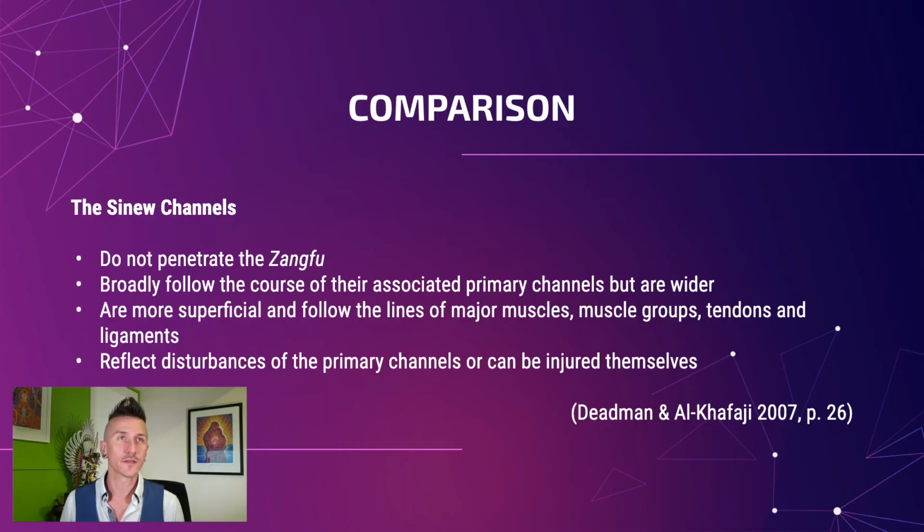And for a comparison of the channels, we have the sinew channels. They do not penetrate the Zhangfu. They broadly follow the course of their associated primary channels, but are wider. They are more superficial and follow the lines of major muscles, muscle groups, tendons, and ligaments. They reflect disturbances of the primary channels and can be injured themselves. Sounds very similar to the network now known as fascia.